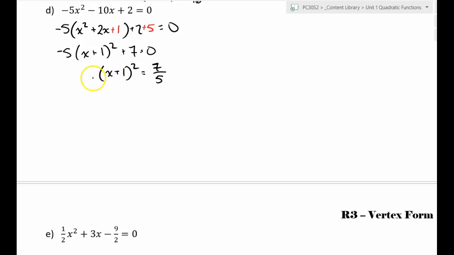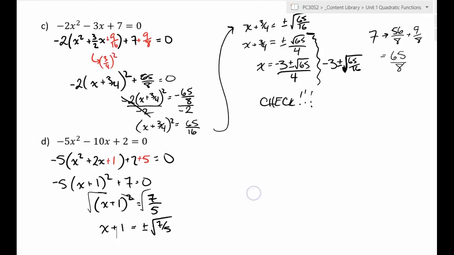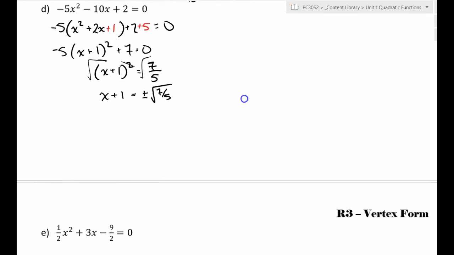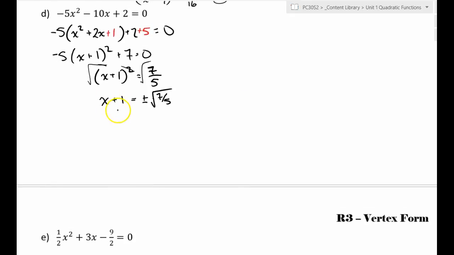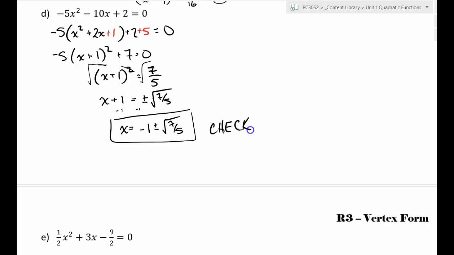From here, we're going to square root both sides. And I end up with x plus 1 equals positive or negative square root of 7/5. Now, unfortunately, neither of those are perfect squares, so unlike the previous question, I'm not going to be able to simplify. Then I must subtract 1 from both sides. So final answer is x is -1 plus or minus the square root of 7/5. And once again, you will want to check by plugging into your calculator.